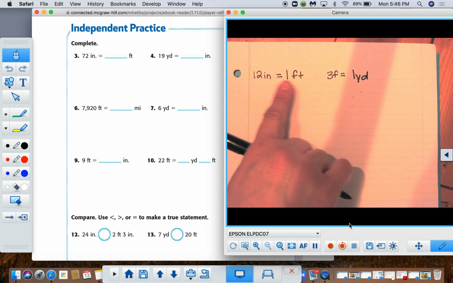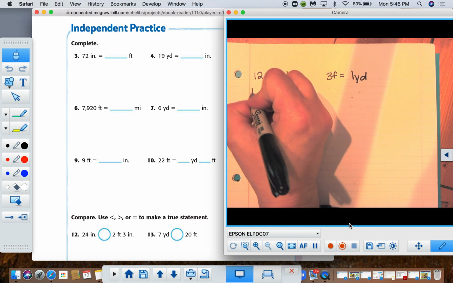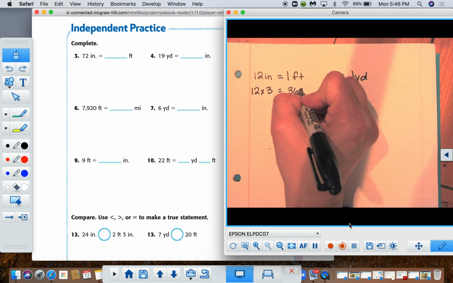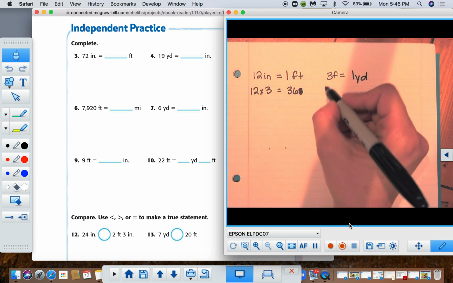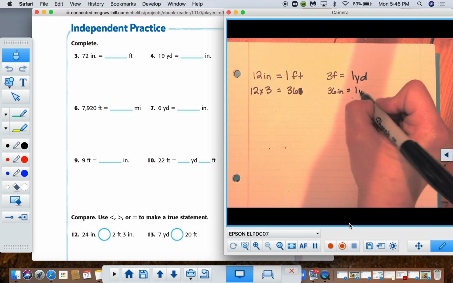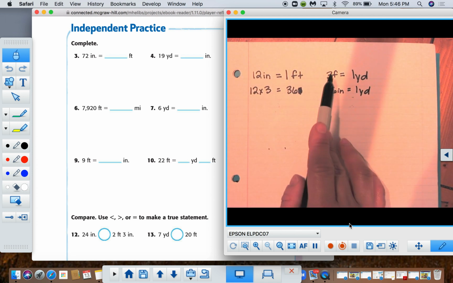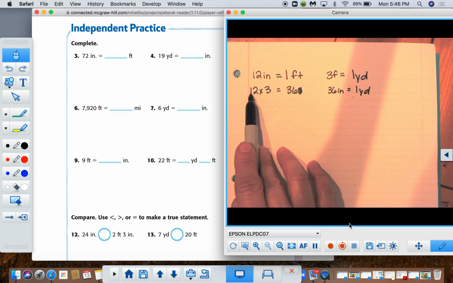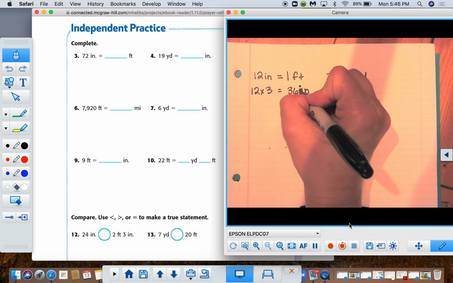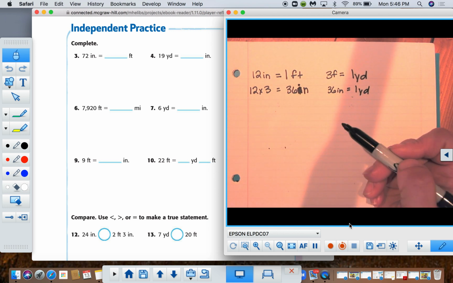If there are 12 inches in 1 foot, how many inches are in 3 feet? So I know 12 times 3 is equal to 36. So there are 36 inches in 1 yard. You get that? 12 inches in a foot. There's 3 feet in a yard. 12 times 3 is 36. We're going to change that to an I. Fix our mistake. 36 inches is equal to 1 yard.